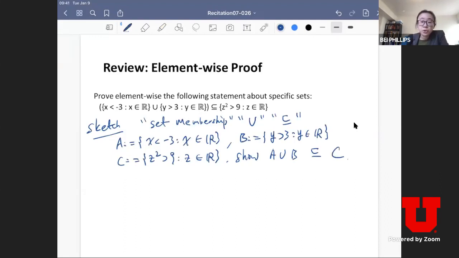Do I have a volunteer for how we want to prove this? What you just wrote here: if I want to show A is a subset of B, I'm going to choose an element in A and show it's also an element in B, right? So essentially this is for all elements in A. Do I have a volunteer? What is the main idea to try to do this proof?